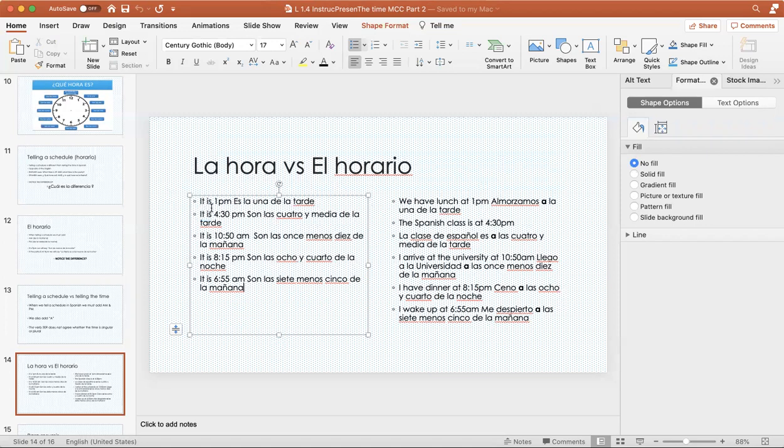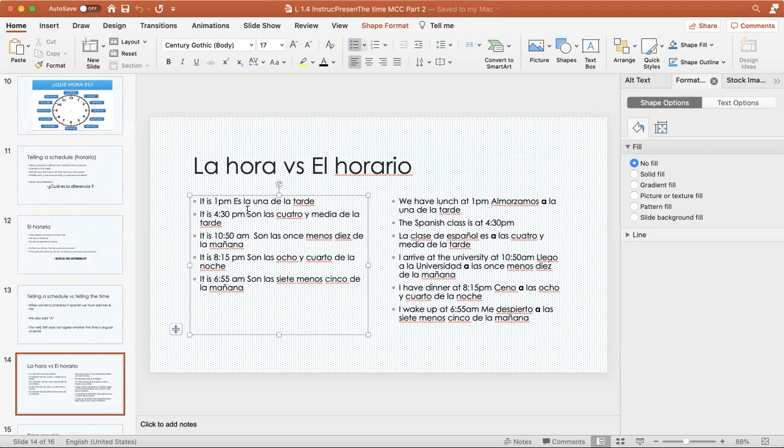So if we're trying to say it is 1 p.m., we will say es la 1 de la tarde. Now remember, when we tell a time, we don't really need to use AM and PM, but I want you to start practicing it so you start to learn when to use de la tarde, de la noche, de la mañana. It is 4:30 p.m. Son las 4:30 de la tarde. It is 10:50 a.m. Son las 11 menos 10 de la mañana. It is 8:15 p.m. Son las 8:15 de la noche. It is 6:55 a.m. Son las 7:05 de la mañana.